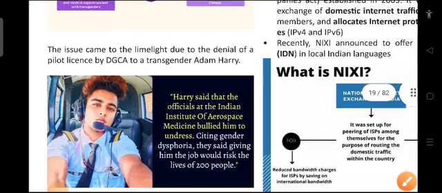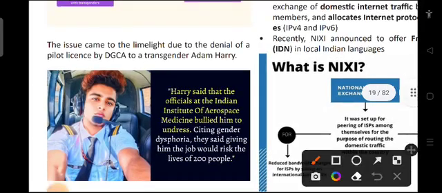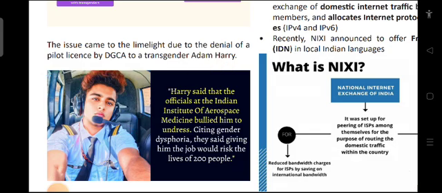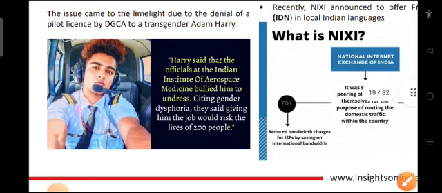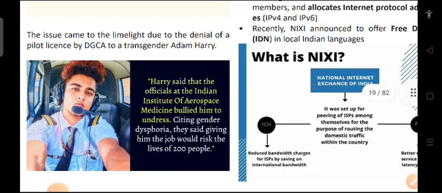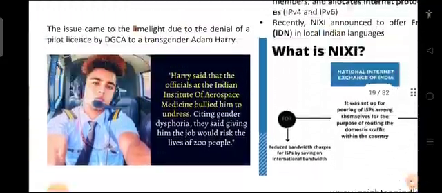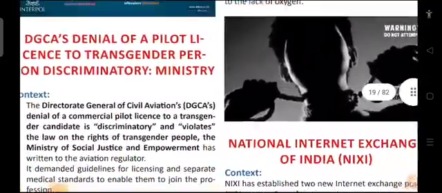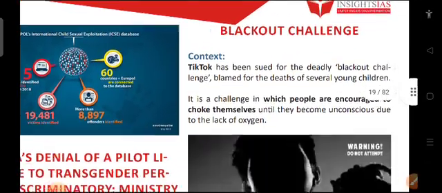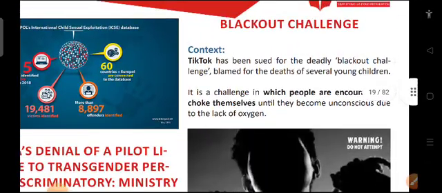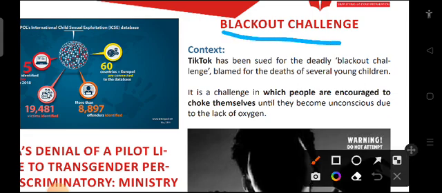The issue came into the limelight due to the denial of a pilot license by DGCA to a transgender person, Adam Harry. This is that person. Harry said that the officials at the Indian Institute of Aerospace Medicine bullied him to undress. Citing gender dysphoria, they said giving him the job would risk the lives of 200 people. So he has been humiliated. That's why the Ministry of Social Justice has condemned this.